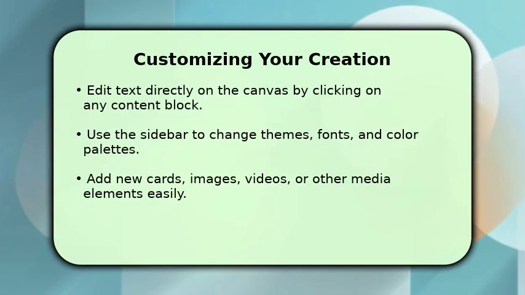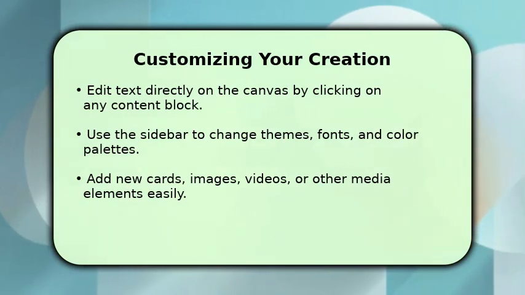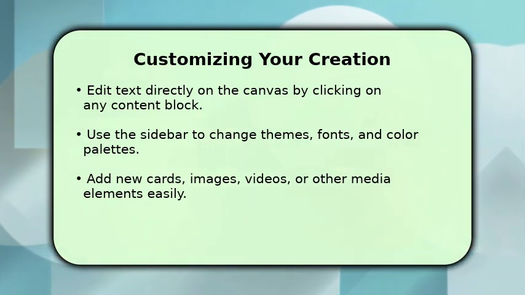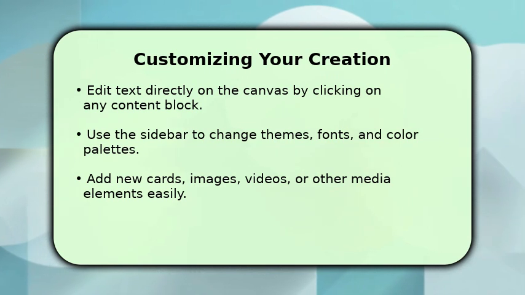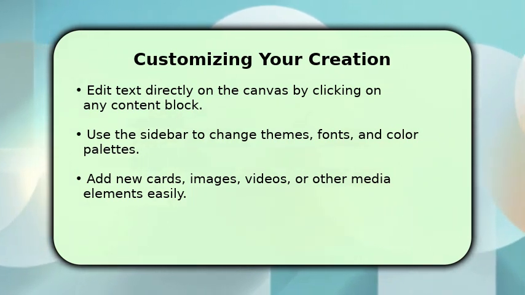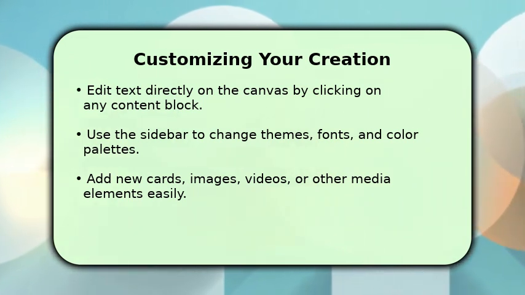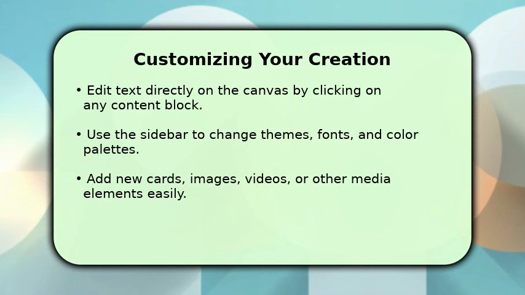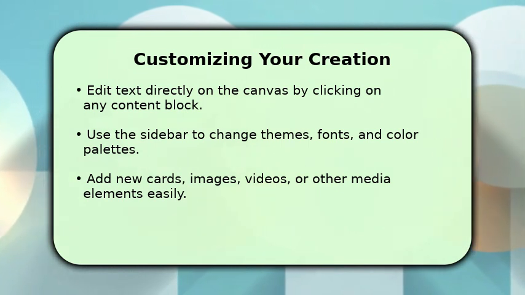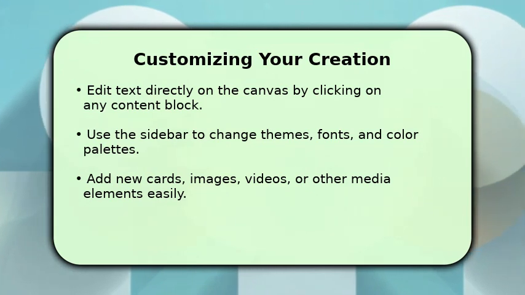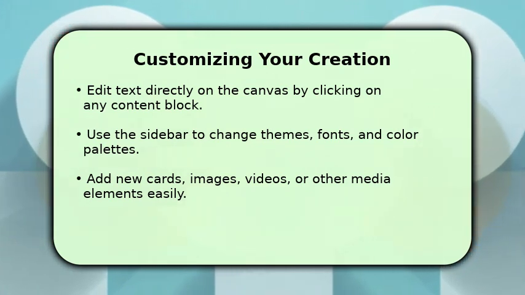Once the AI generates your initial draft, it's time to customize it. You can easily edit any text by simply clicking on the content block and typing. The right-hand sidebar is your design hub, allowing you to change themes, fonts, and color schemes with just a few clicks. You can also add new cards, embed images, or insert videos to enrich your content. Drag and drop functionality makes rearranging sections incredibly simple and intuitive.